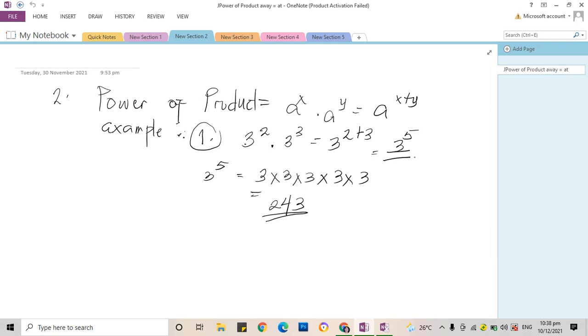So if we're going to expand this one, we're going to multiply the 3 five times, this 5 is the exponent of the base 3. So 3 times 3 times 3 times 3 times 3 is equal to 243.